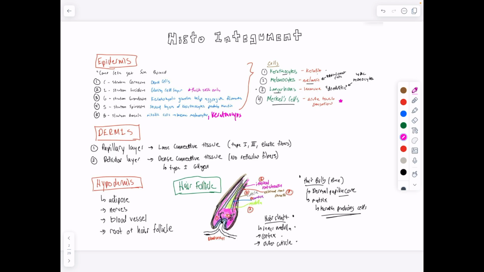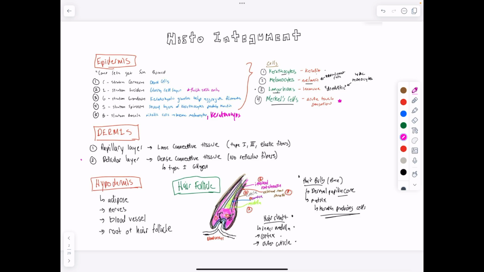In the dermis, we have two layers, the papillary layer, which is in contact with the epidermis. It's loose connective tissue, which has type 1 and type 3 collagen, and then it has elastic fibers. And then our second layer of the dermis is the reticular layer. It is dense connective tissue, has type 1 collagen only, and we have said it is unfortunately named because it doesn't have type 3 collagen. It does not have reticular fibers. Below that, we have our hypodermis, and that is our adipose tissue, has nerves, blood vessels, and the roots of our hair follicles. Also, the sensors and the glands are going to be there, with the exception of our Merkel cells, which are going to be in the epidermis.